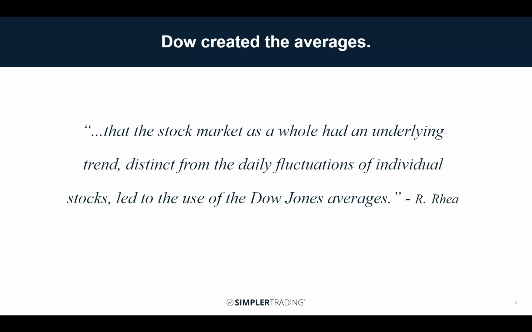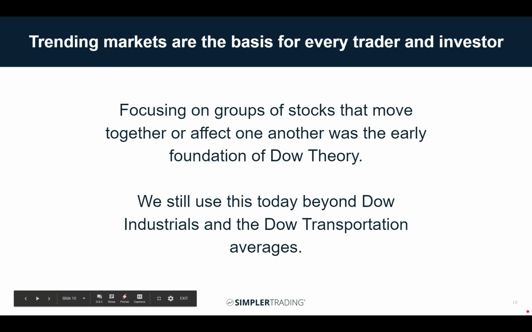The stock market as a whole had an underlying trend, right? This is something that Dow and his students talked about early on, that the stock market as a whole had an underlying trend, distinct from daily fluctuations of individual stocks. So he noticed that certain stocks moved together. And then what happened? It led to the creation of the Dow Jones averages. So again, he noticed that certain stocks moved together in these trends that we talked about, and then he created these averages. Remember, before this, there weren't averages.